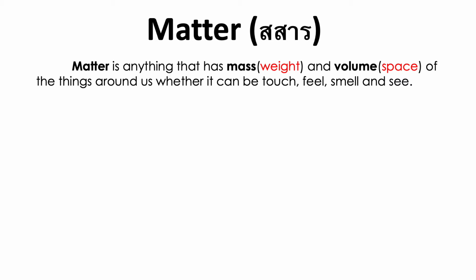Okay, matter is anything that has mass. Mass is talking about weight of the object, and volume is talking about the space of the object that has in the things around us, whether it can be touched, felt, smelled, and seen.